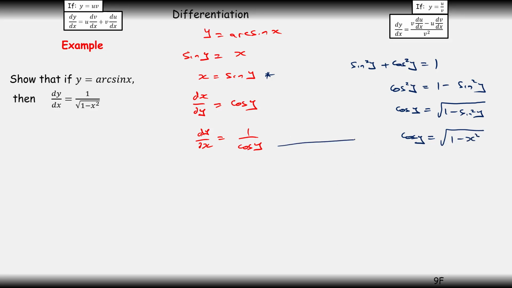Excellent. So now I can sub for cos of y. So that means that, just going back to red, I think that's red. No, I don't think that was red. It was yellow. There. That means that dy over dx is equal to 1 over cos of y, which is the square root of 1 minus x squared. And that's what I was looking for. Okay, good. So hit pause. Copy the example down. Once you're done, hit play again, and we'll look at another example.